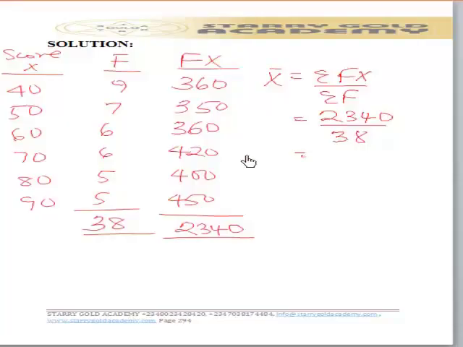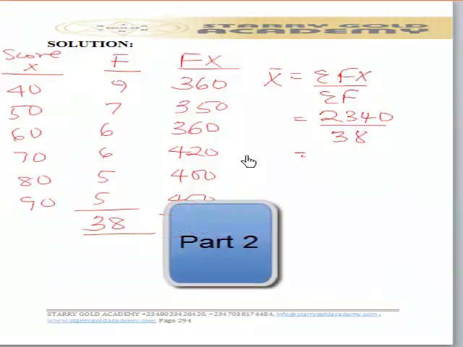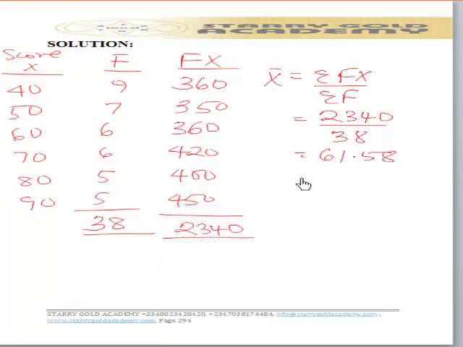So we have 2340 divided by 38, and this will give us 61.58. So approximately our x̄ is equal to 62. That is the arithmetic mean of this particular information, and this can be put in percentage. So the mean score is actually 62%.